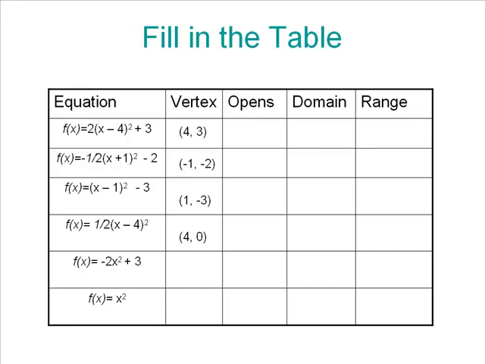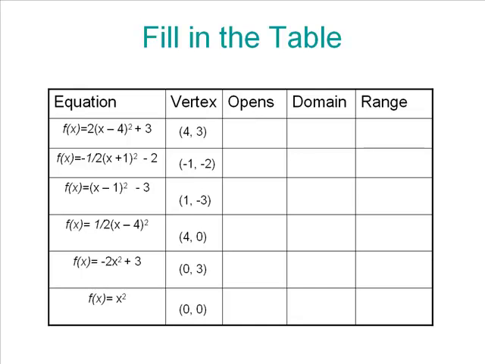The next one, notice that we have x squared, so that means we don't have a quantity in this case. And so we assume that the value inside the parentheses, if we had parentheses, would be 0. And so the h coordinate is 0 and the k value is 3. And then the last one, our vertex is going to be at (0, 0).